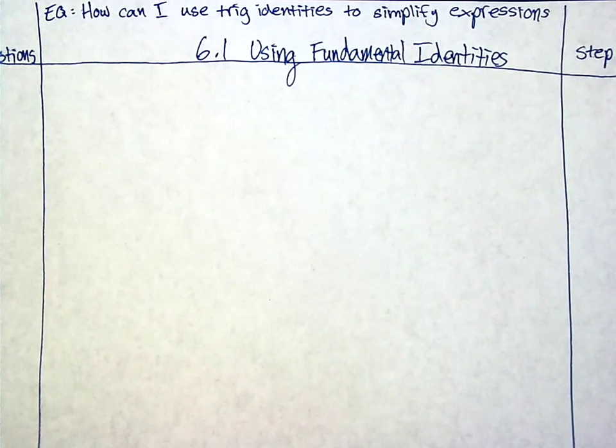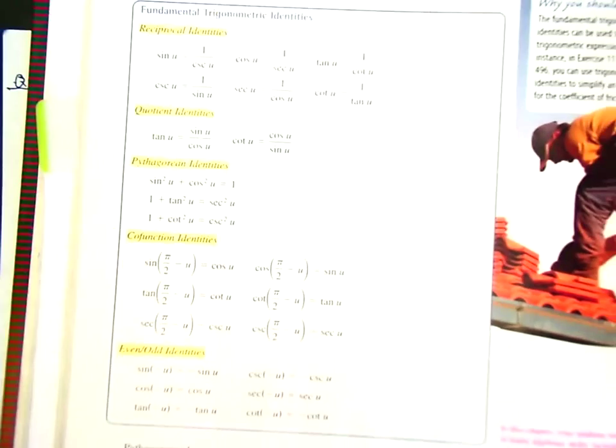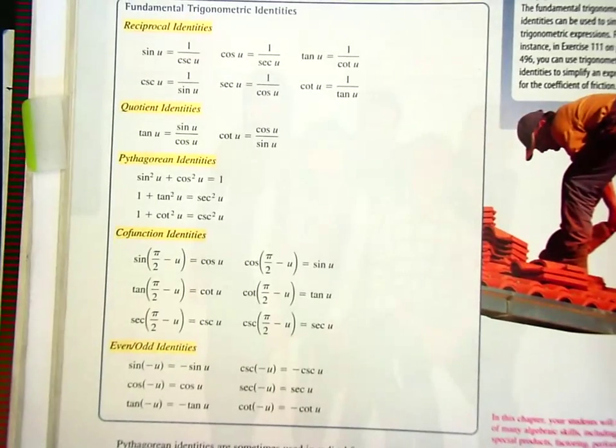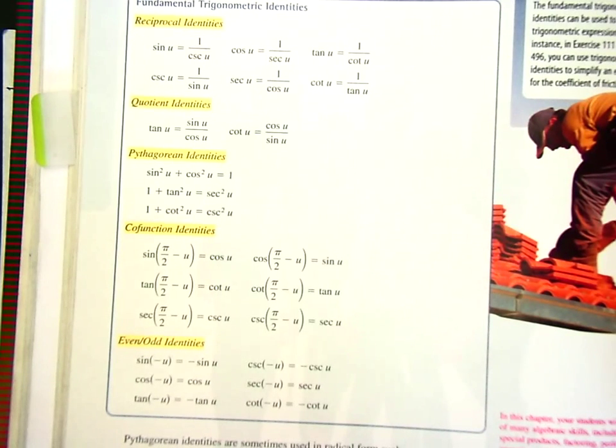Now, we're not going to prove all of these at this point, but what you're going to copy first is this entire box of fundamental trig identities. So that's going to take quite a bit of time. So go ahead and pause your video and take care of that right now.